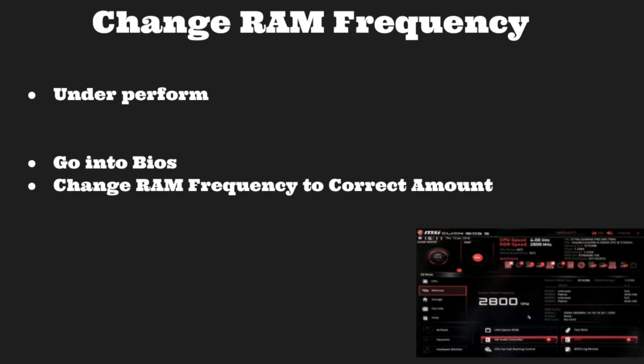And once you're into the BIOS, you want to go to the memory section and switch the RAM frequency to the correct amount that is set for your RAM. So the RAM that I bought has 3000 megahertz clock speed, so I changed that RAM frequency to 3000 megahertz.